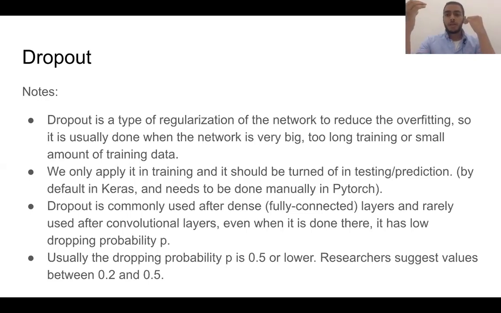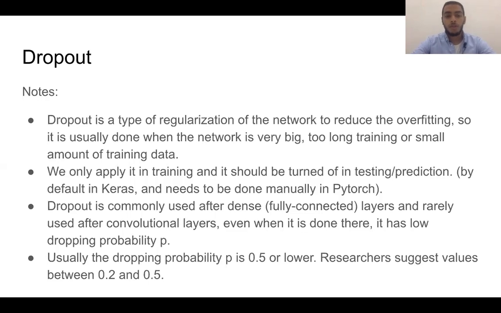We use dropout in the training phase. We don't use it in testing or in prediction. So when you deploy your model, you don't use dropout, as you want the model's full power with no neurons removed. Dropout is only there to reduce the variance during the training. That's it. After the training, there is no dropout. This is the default in Keras, but you need to do it manually in PyTorch with model.eval.